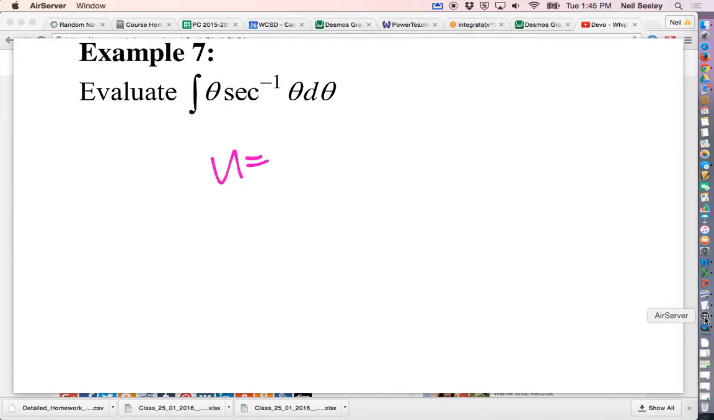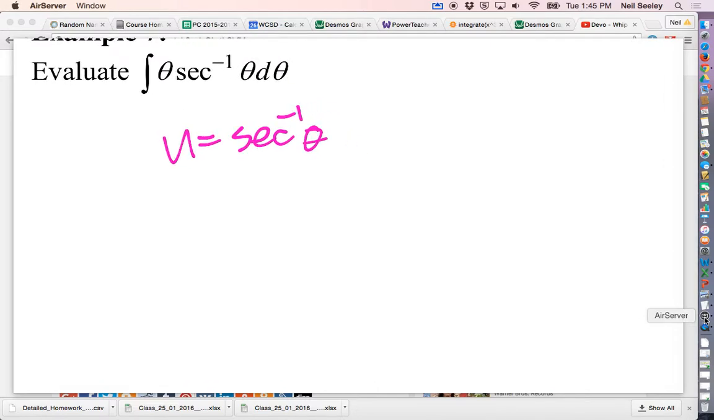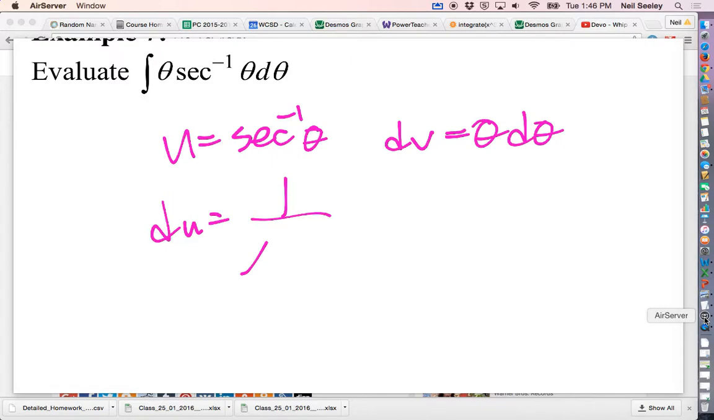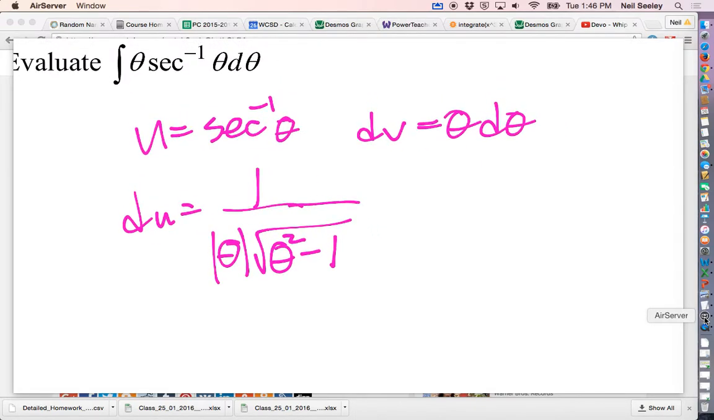So you pick u as your arc function, like inverse secant, arcsecant, another way to call it. And then dv is the theta d theta. We differentiate on the left, du, and we've got this one, right? 1 over, let's see, there's that x again, darn it. I already did it. 1 over the absolute value of theta. I mean, it's this one. Now you have to remember the square root of theta squared minus 1. Arc sine has the 1 minus theta squared. Oh boy. But that's the derivative. V is 1/2 theta squared. Easy.